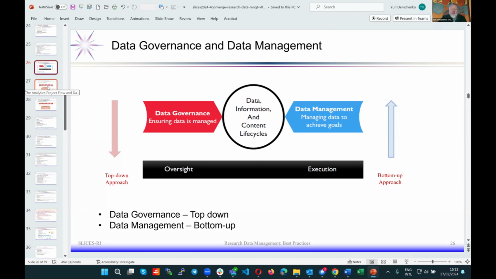And data management is implemented by operational teams and operational roles, including database management, data stewards, and so on. And data governance is implemented by the chief data officer, who defines and supervises the policy of data.